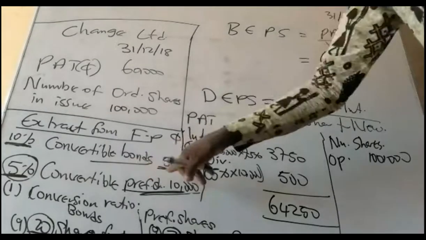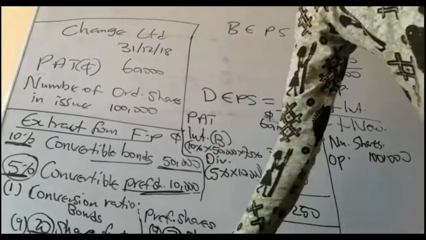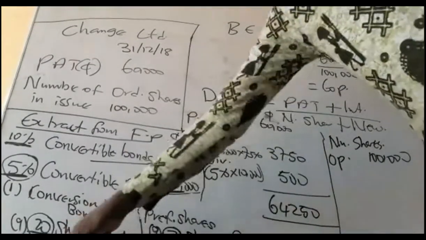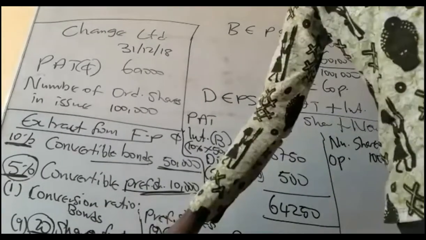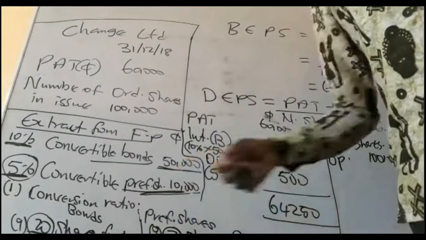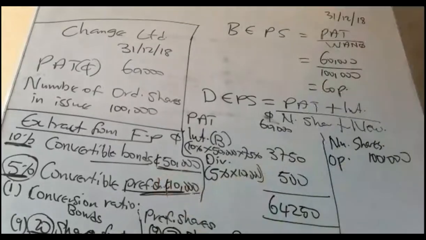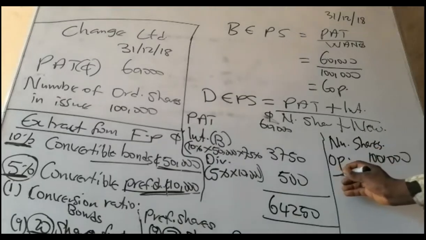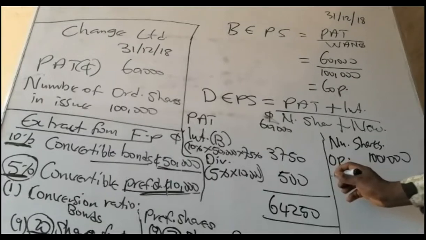So the convertible bonds, they have 50,000 bonds there, but the conversion ratio states that 20 shares for every 100 Ghana cedi debt. So if it's 20 for every 100 Ghana cedis, the 50,000 debt will give us what? So just pick your calculator. Tell the examiner that I'm going to evaluate for the convertible bonds.